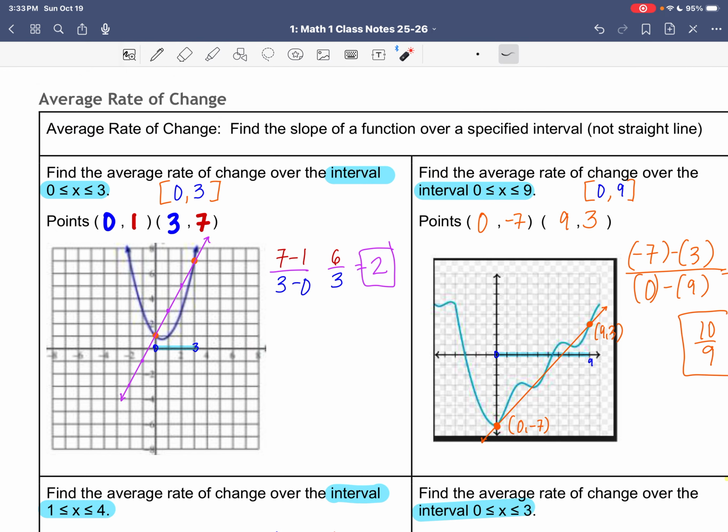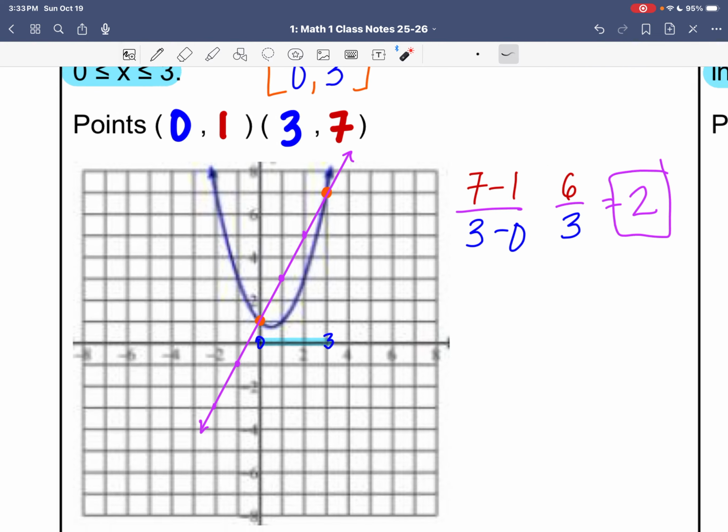What we're going to do is find the slope of a function over a specified interval. It doesn't always have to be a straight line, but we're looking for the interval. All right, for this, it says find the average rate of change over the interval 0 is less than or equal to x, which is less than or equal to 3. If we were to write this in interval notation, it would be from 0 to 3. But here's what we need to do. Let's look at our graph.